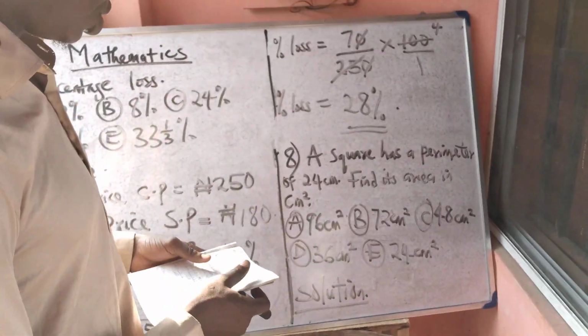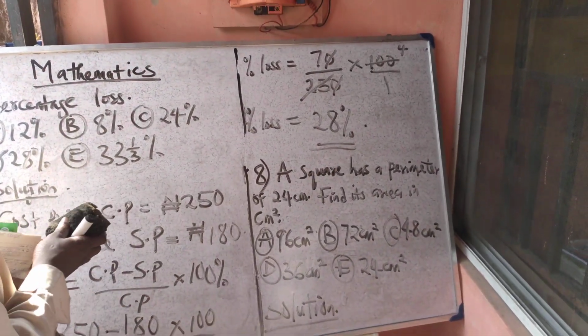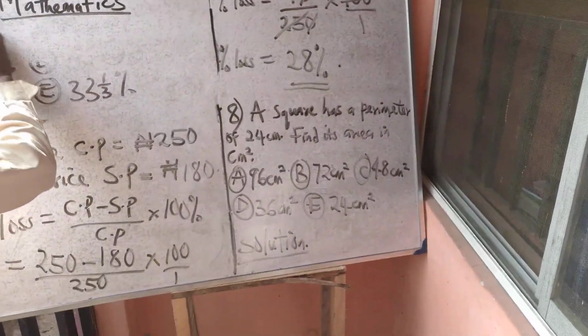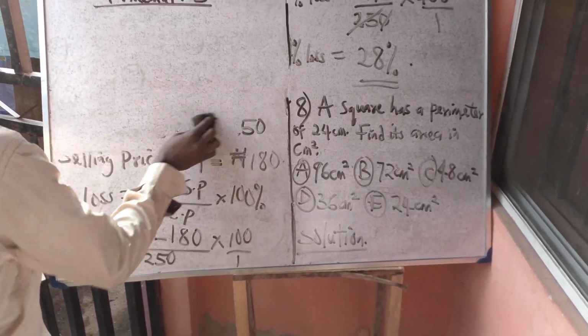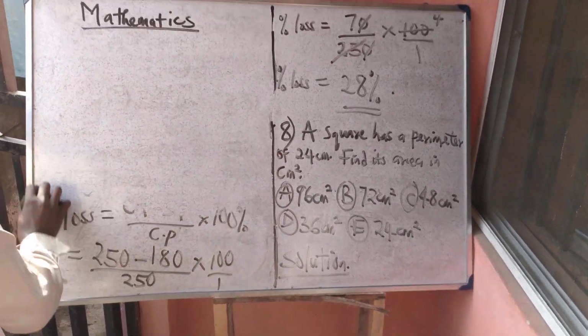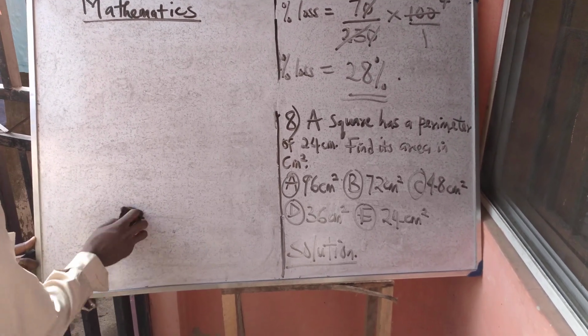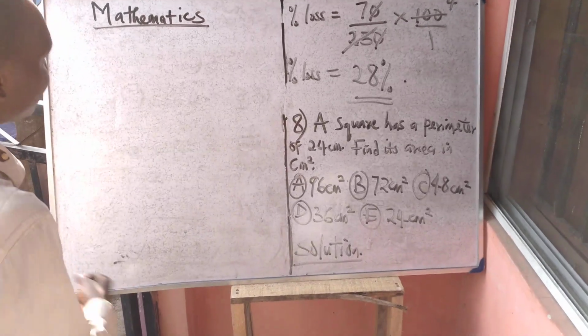How do we solve that question? We are told that a square has a perimeter of 24 centimeter, there is no square there. Find its area in centimeters square. Now let's solve that question.